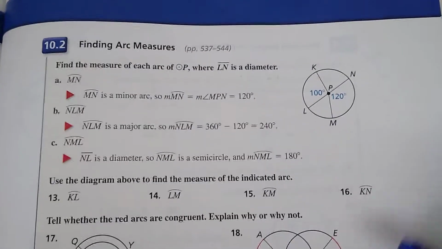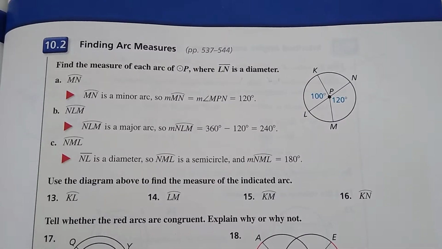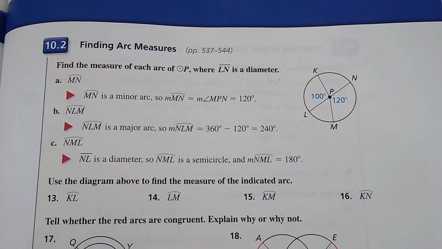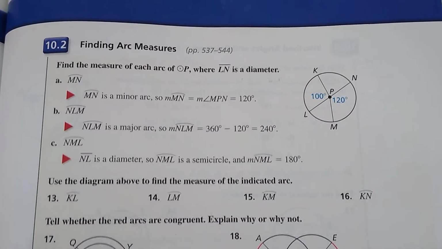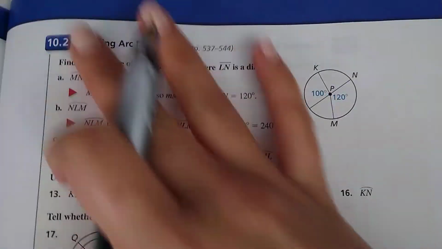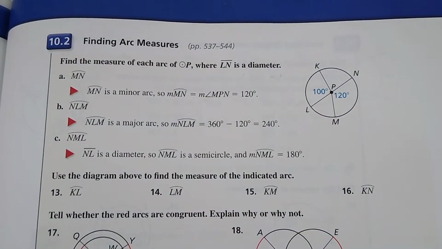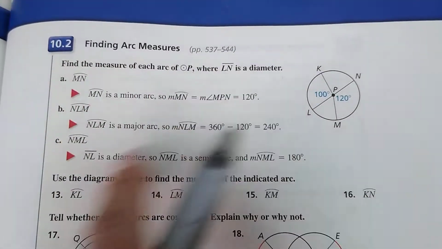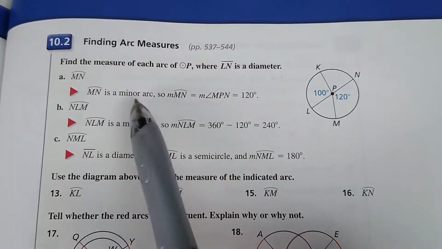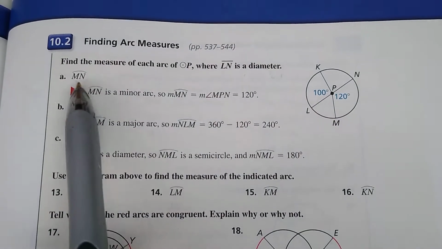Okay guys, so now we are on 10.2, finding arc measures. We're still working on the chapter 10 review, and now we're on page 583. So again, we're going to keep practicing these problems. We're only doing the odd numbers, but I'm going to just read this section here. So this is 10.2, finding arc measures.